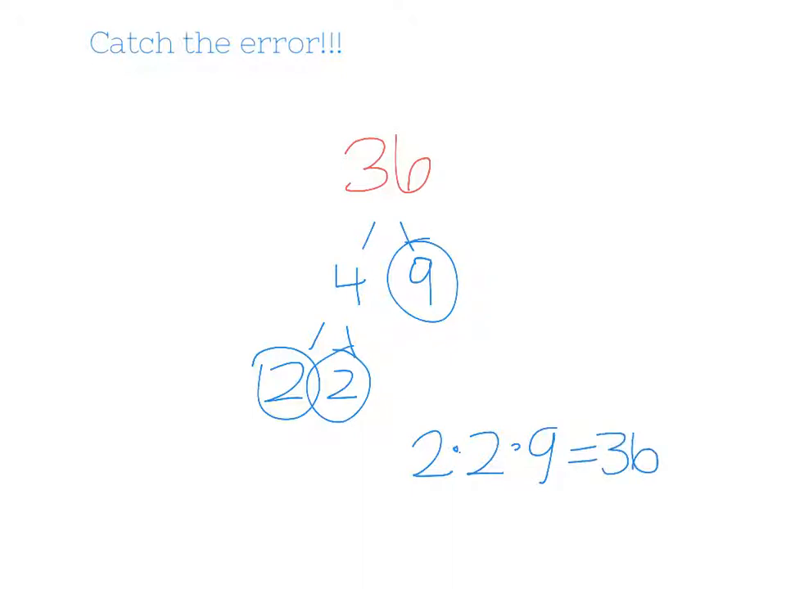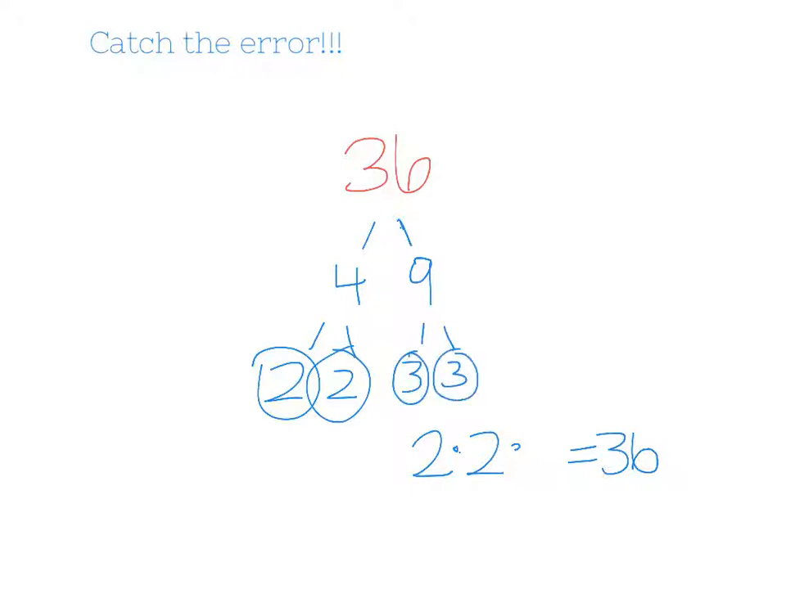Did you catch the error? Hopefully you see that Mrs. Twisdale said 9 was prime, and it's not! 9 is not prime. 9 is composite. Remember, you can always look at your prime numbers on the sheet we wrote down earlier. But 9 is composite, and it breaks down to 2 3s.